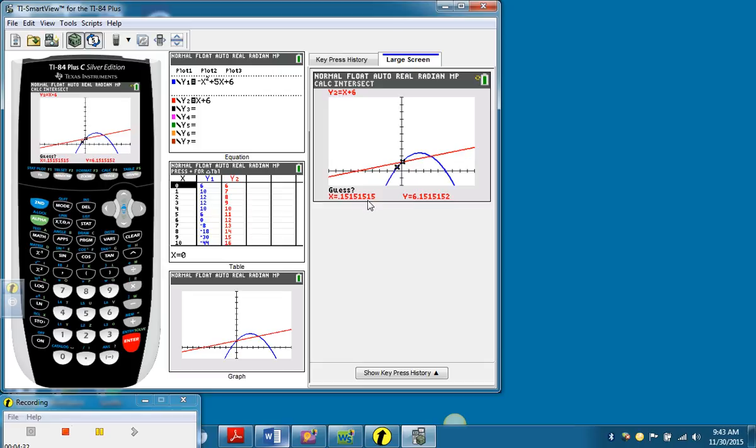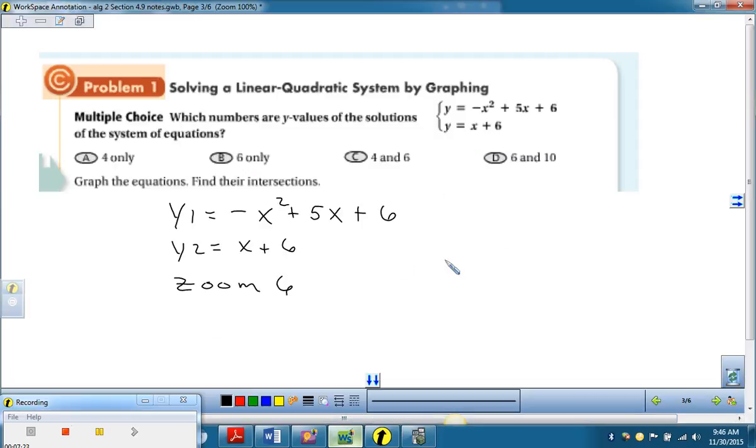times 10 to the negative 15? It's your calculator trying to say what? 0. So this is 0, and what's the y value? 6. So our first intersection, our first solution to the system is 0, 6. So we want to write that. Based on our calculator, we get 0, 6.